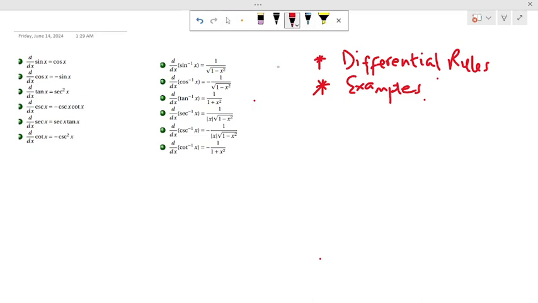Welcome to Okonko Academy. In this tutorial, I'll be taking you through differential rules and some examples, and also how to differentiate ln functions.